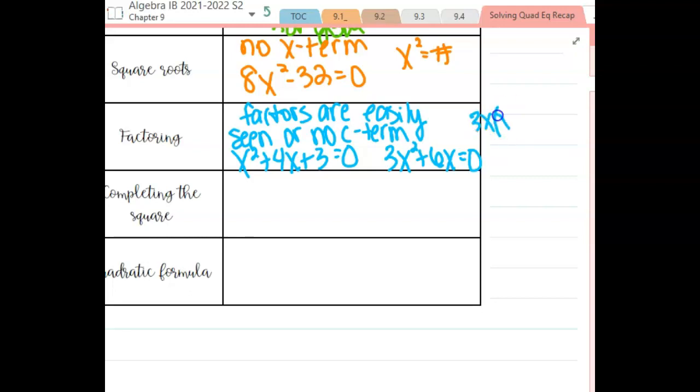And if I factor out a 3x, we would get x plus 2 equals 0. And that would be pretty simple to go through and solve. 3x equals 0, x plus 2 equals 0, and on from there. So that's going to be easier than the other methods.